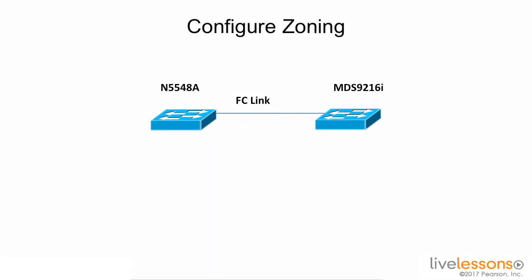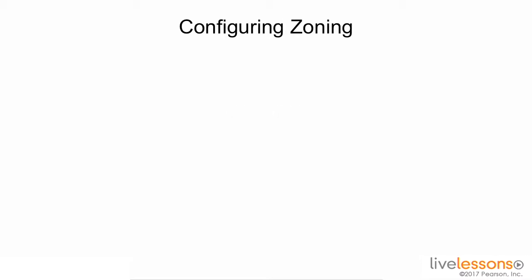In this lesson, we're going to be looking at primarily the 9216i MDS switch. Now previously we've done a lot of configuration with configuring vSANs and configuring ports to be part of vSANs and even checking which devices are logging in to which vSANs. But before a Fibre Channel device can communicate on the network, we first need to configure zoning.